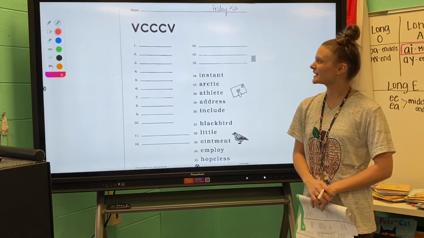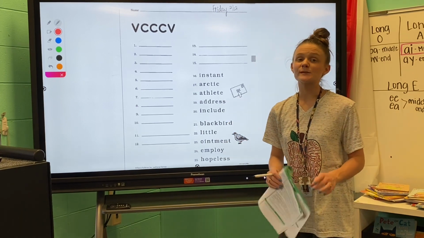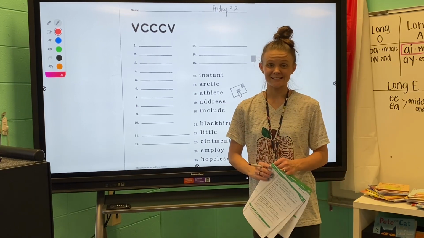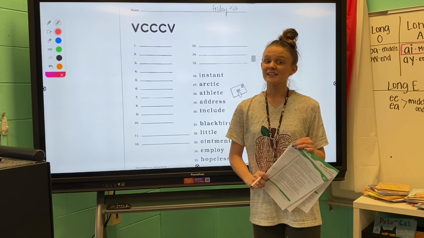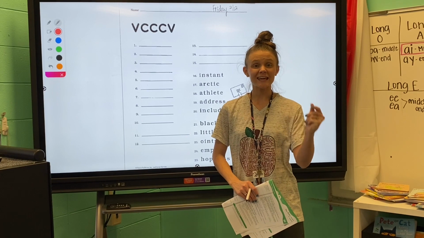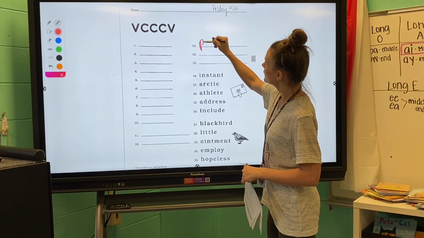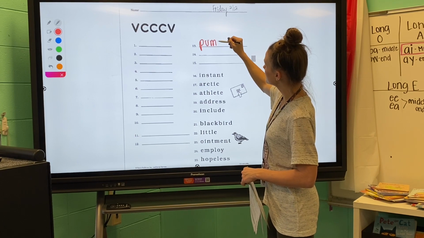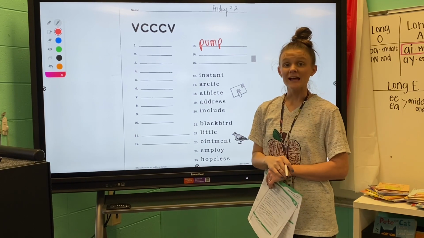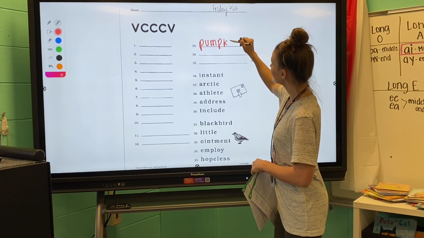All right, friends, picking up with number 13, we're going to spell some words. So for number 13, we're going to spell the word pumpkin. Pumpkin. This word can be divided into two syllables. Pump-kin. So let's write pump first. Pump. Now we're writing kin.